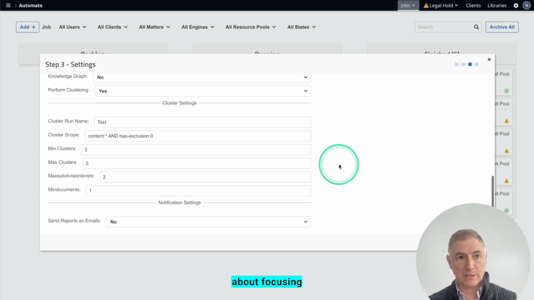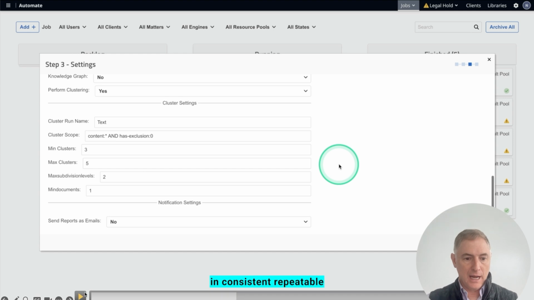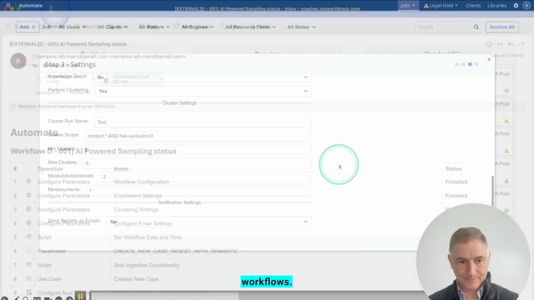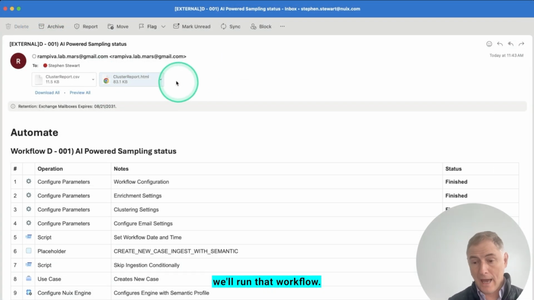Again, thinking about focusing in on clustering, to be able to define clustering using the vector embeddings, and then taking that next step with something like generative AI to start giving you document summaries and summarizing those individual clusters. So again, pulling all of these pieces together in consistent, repeatable workflows. So again, now we'll run that workflow.